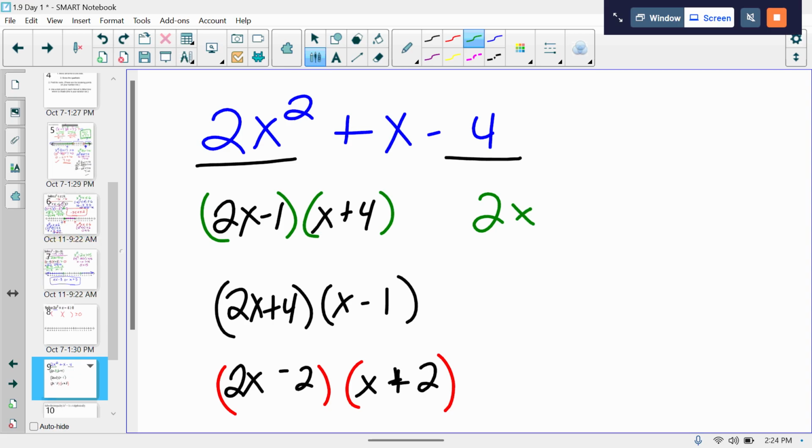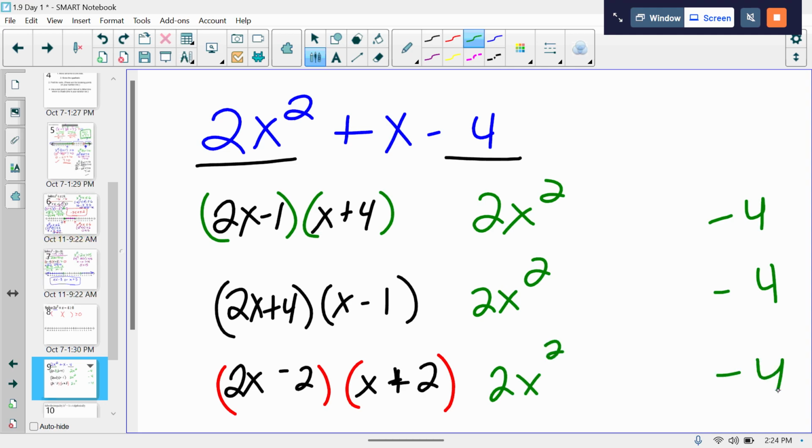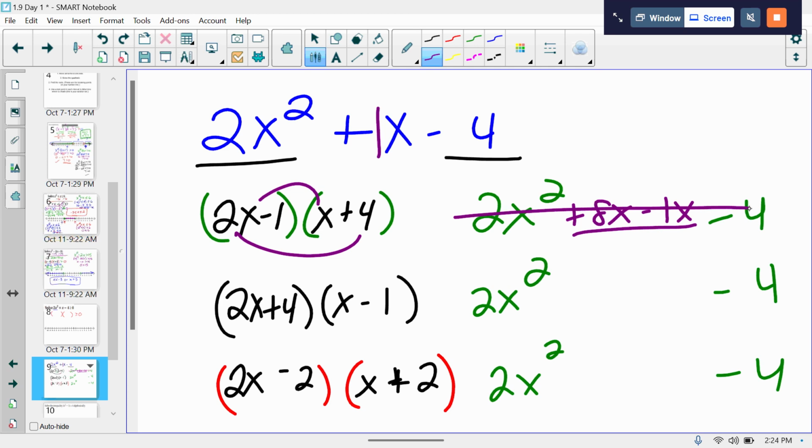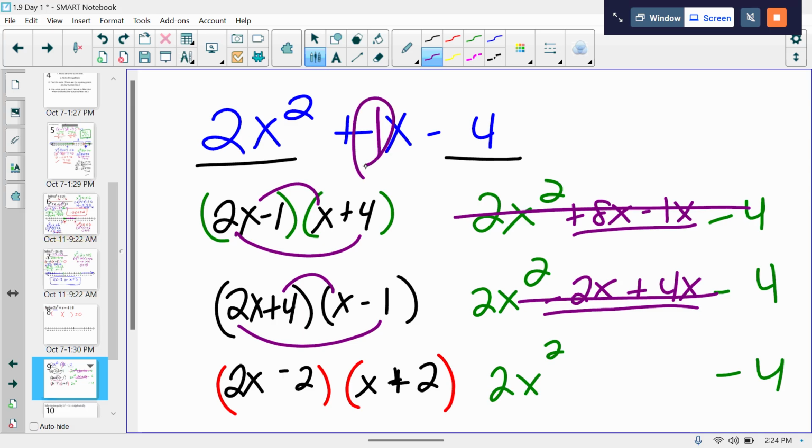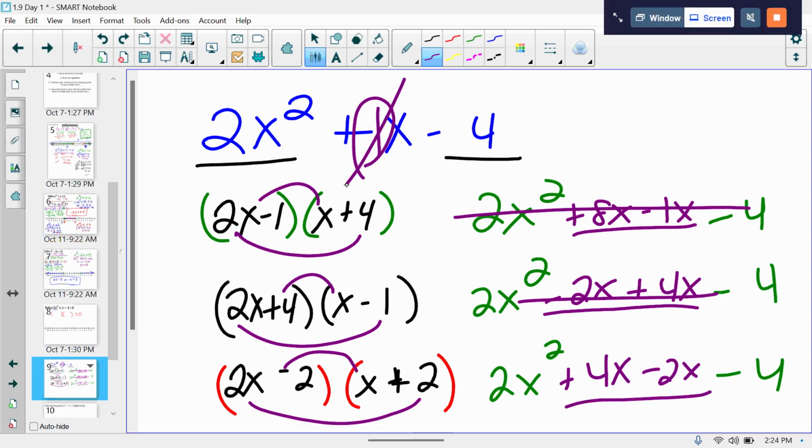We already know that all of these have a first and last of 2x squared and -4, because we purposely set it up that way, right? So just check the outer and inner. This gives me an outer of 8x and an inner of -1x. Together, that equals 7x. That's not what I'm looking for. I need it to equal 1x. 2x times -1 is -2x. Inner is 4x. Together, that equals 2x. That's not what I'm looking for. I need 1x. This would give me +4x and -2x, which equals 2x, not what I'm looking for.